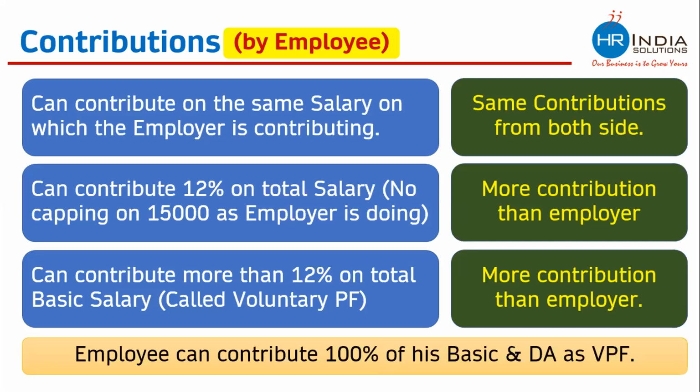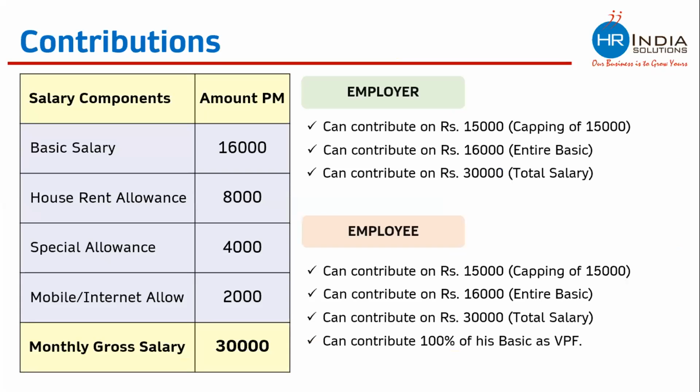Okay, I will show an Excel also. I hope things are getting clear. Look, this is the salary structure. Suppose the basic salary is 16,000, HRA is 8, special is 4, mobile is 2, and the total monthly salary is 30,000. Now see how many options are available with the employer and employee.